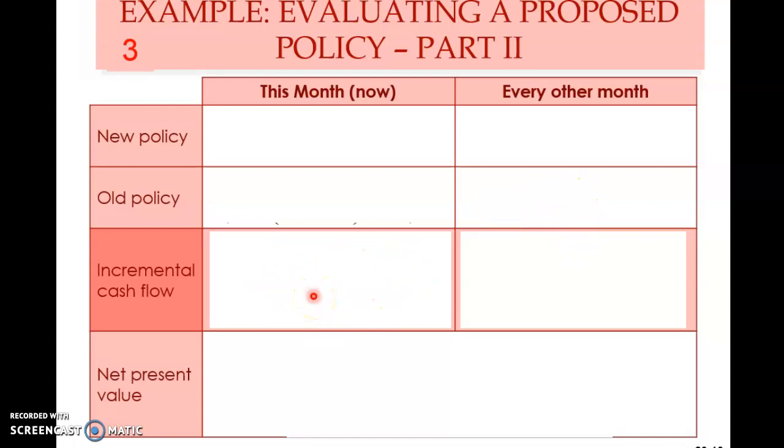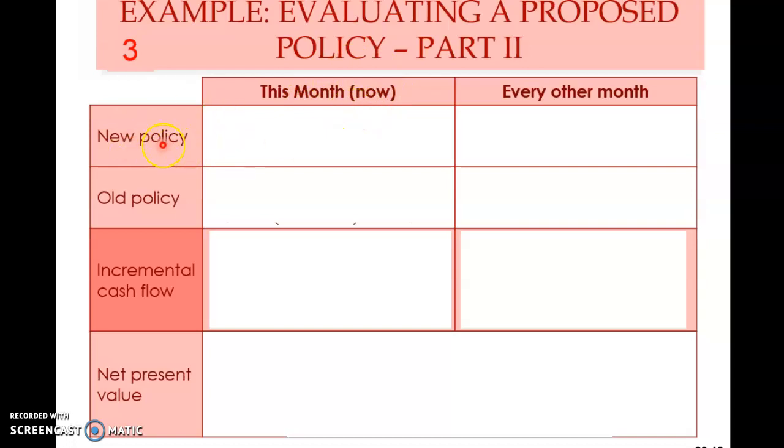That means difference, relative difference. Compared to this, how much higher or lower the new policy is. That is what we mean by incremental cash flow. Then for net present value, we will look at all this in present value terms. Remember, this is at different times. This is a perpetuity, because this occurs every month, forever. So this is a perpetuity, and this is now, the current time.